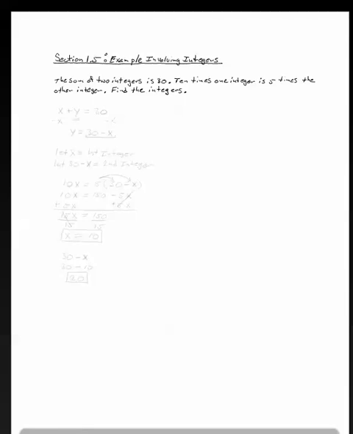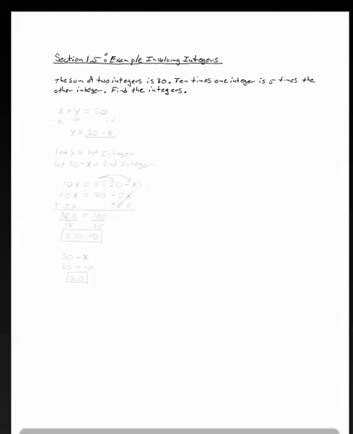So here's an example of a problem involving integers. The problem states the sum of two integers is 30. 10 times one integer is 5 times the other. Find the integers. So sometimes it's more difficult in a problem when they don't give you a lot of information. And if they don't give us a lot of information, then we're going to have to try to piece things together for ourselves.